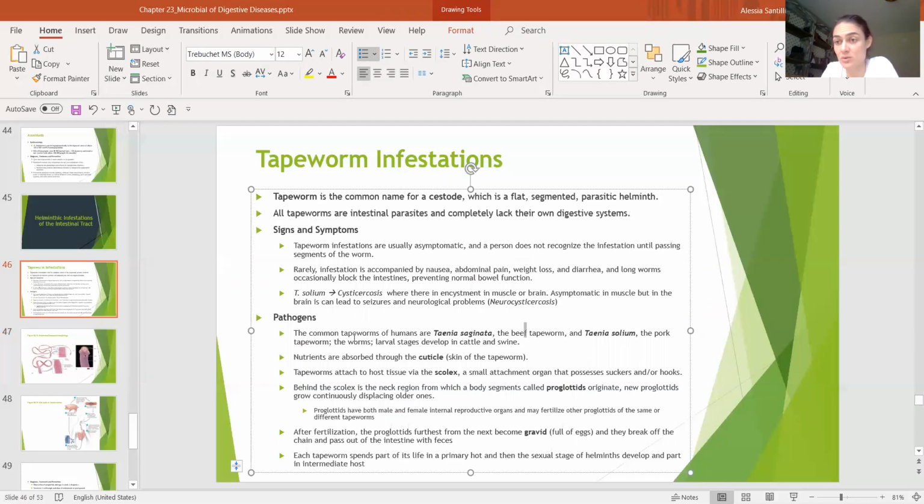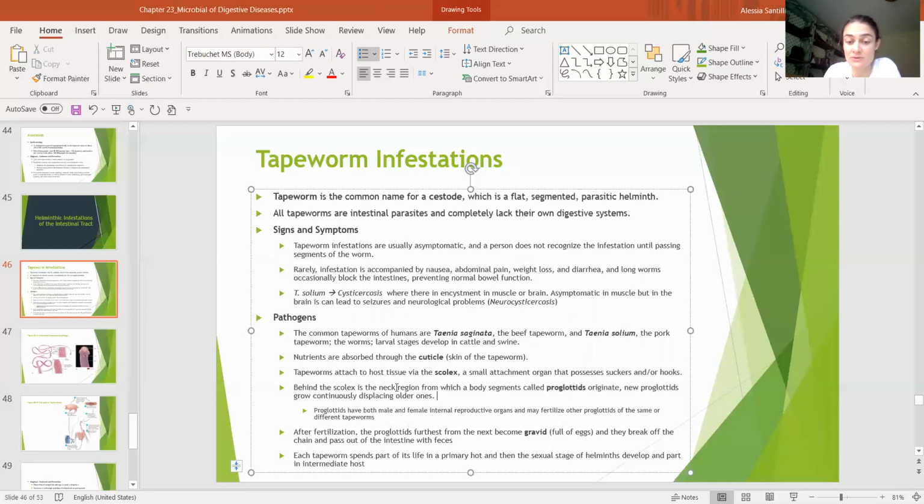So the common tapeworms of humans are Taenia saginata, that's the beef one, Taenia solium, that's the pork one, and there's all sorts of other ones that we find even in fish, right? So basically it's important to know where they come from because that's this other host that the tapeworm uses. The larval stages, so the tapeworm growing and maturing into an adult, is happening within the cattle for the Taenia saginata, and within the swine or pig for the Taenia solium. Like I mentioned, the nutrients are absorbed by the cuticle or the skin. The tapeworm attaches to the host tissue via the scolex, right, which is basically the sucker and the hooks.